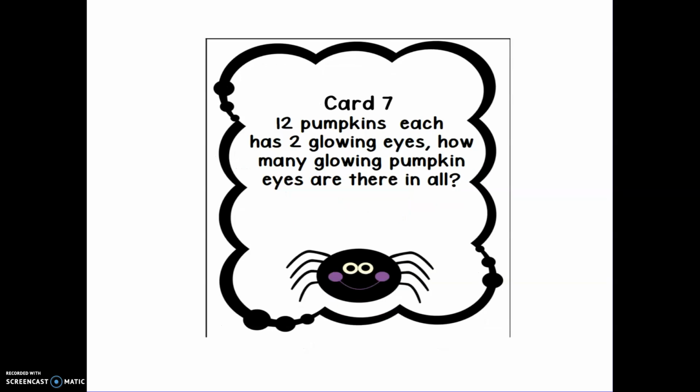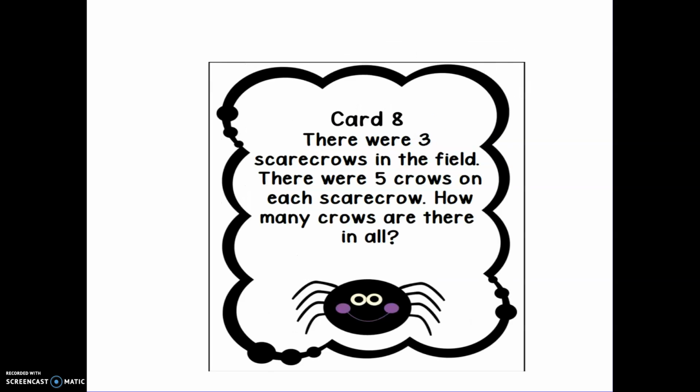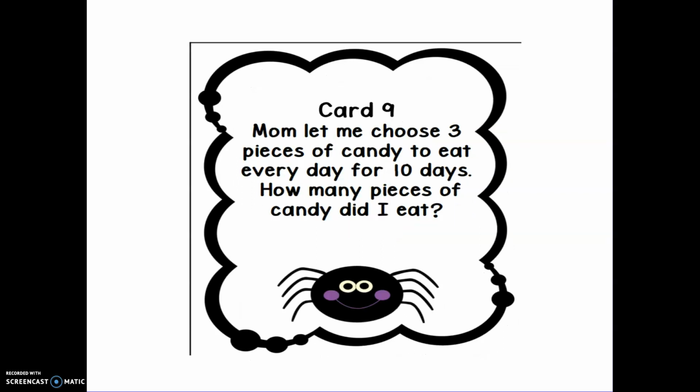Card 7. 12 pumpkins each had 2 glowing eyes. How many glowing eyes are there in all? Card 8. There were 3 scarecrows in the field. There were 5 crows on each scarecrow. How many crows are there in all? Card 9. Mom let me choose 3 pieces of candy to eat every day for 10 days. How many pieces of candy did I eat?